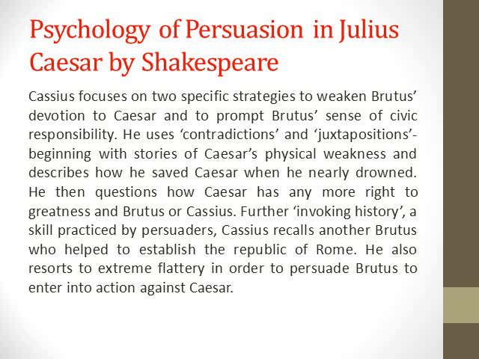He uses contradictions and juxtapositions, beginning with stories of Caesar's physical weakness and describing how he saved Caesar when he nearly drowned. He then questions how Caesar has any more right to greatness than Brutus or Cassius. Further, invoking history, a skilled practice by persuaders, Cassius recalls another Brutus who helped to establish the Republic of Rome. He also resorts to extreme flattery in order to persuade Brutus to take action against Caesar.